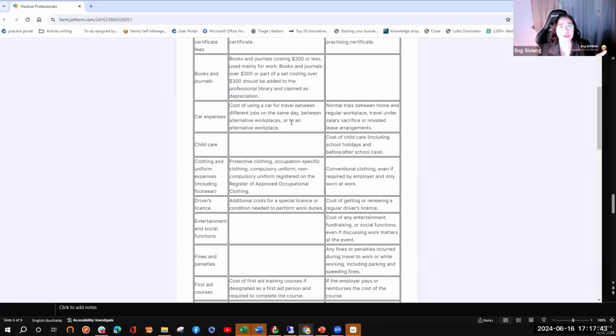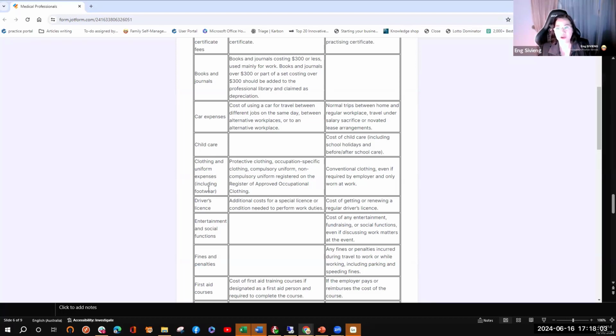Like, what do you need the car for? It's not automatic that you can claim 5,000 kilometers. We still have to have that record. But if you're traveling from home to work, it's not deductible. And a lot of people ask me, can I claim for childcare? No, unfortunately, you can't. Childcare is not deductible.